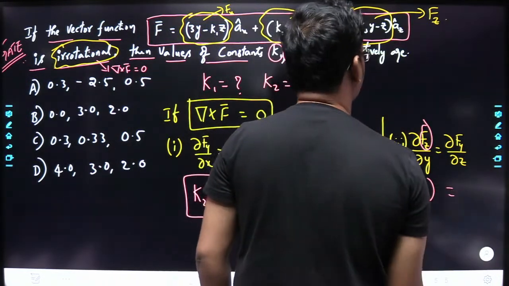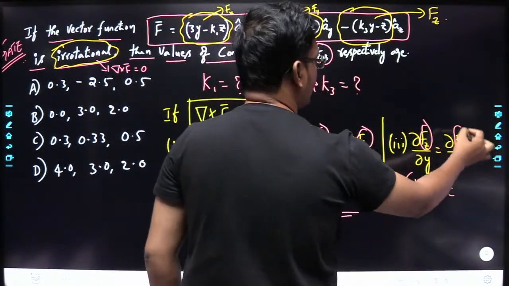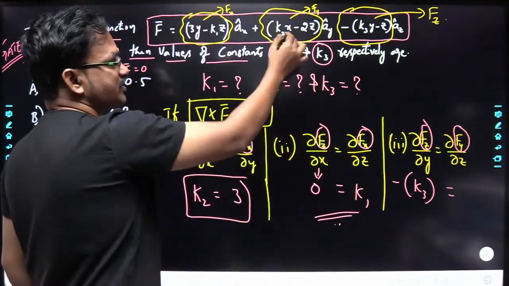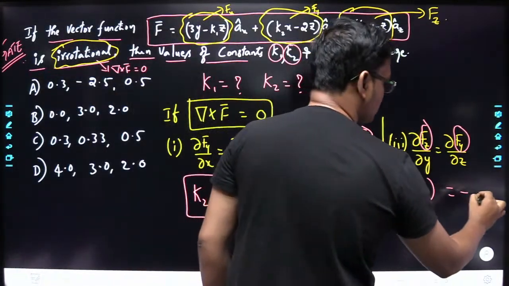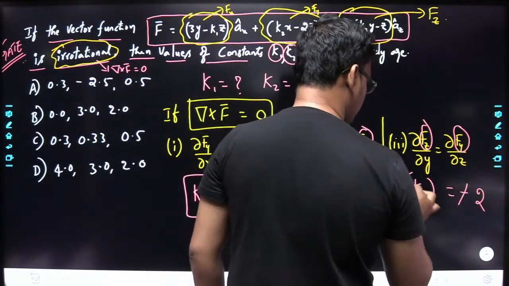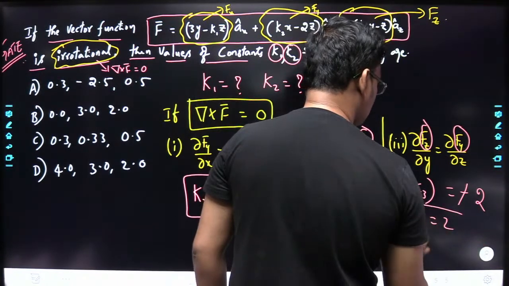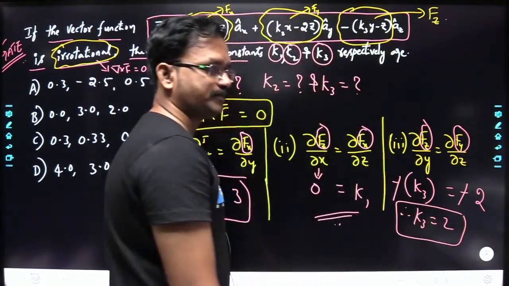So this is equal to, now take the y component and differentiate it with respect to z. If you differentiate it with respect to z, you are going to get minus 2. So here minus will get cancelled. Therefore k3 is equal to what? K3 is equal to 2, right?